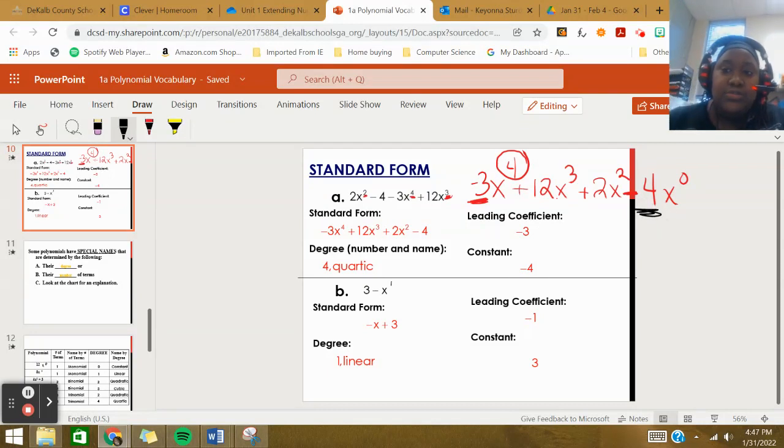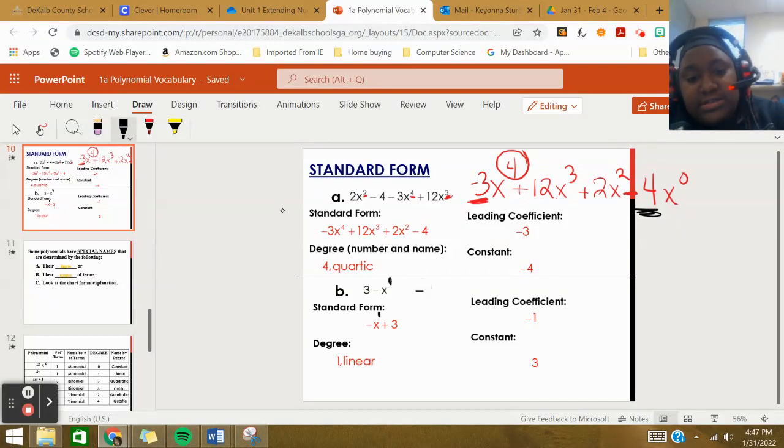Okay. And then you do the same thing for the next example. We need to rewrite this in standard form. Remember that because it's an x, it's an understood 1 here. The exponent is 1. So if I rewrite it in standard form, you'll put negative x plus 3. Okay. Now that it's in standard form, you need to fill in the pieces. Remember that the exponent is an understood 1 here. So my degree is 1. Remember to name the degree. It'll be linear. The leading coefficient is a negative 1.